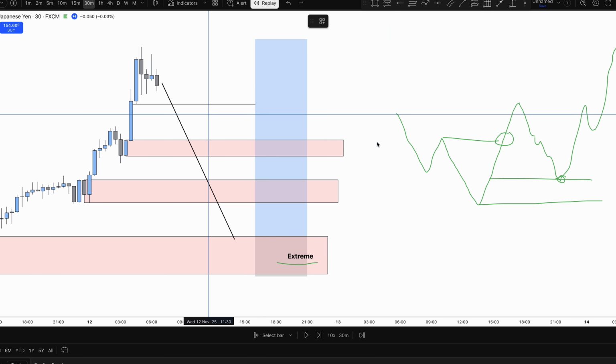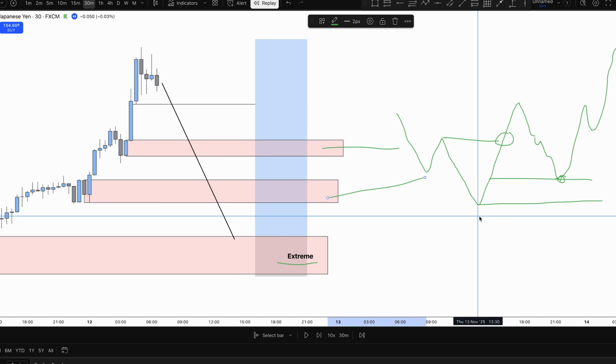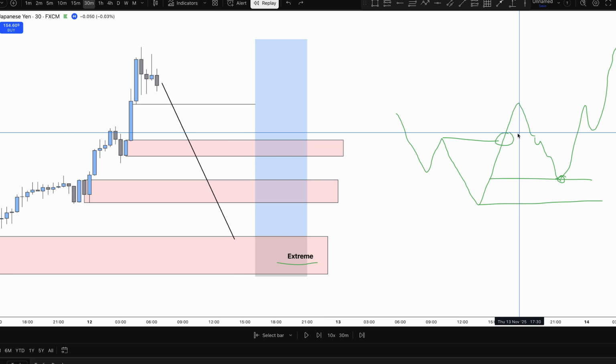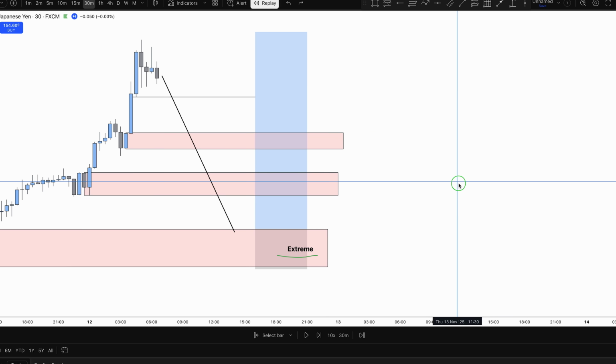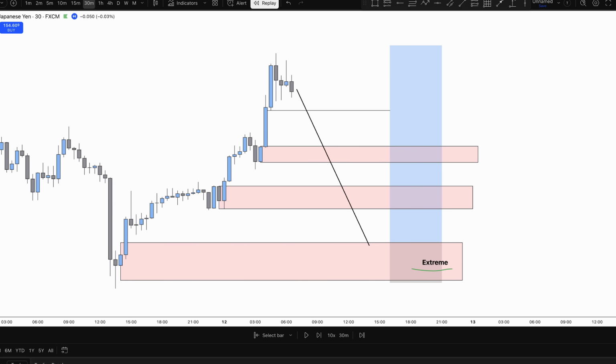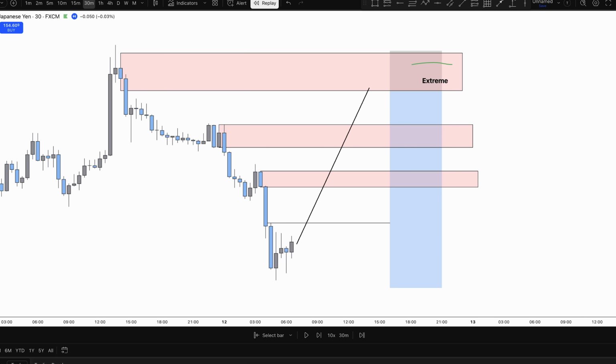If you see this pattern inside of this zone or this zone, then you're free to take the trade. If you don't see the pattern, then just don't take a position and focus your buy limits or your sell limits on the extreme zone furthest from price.